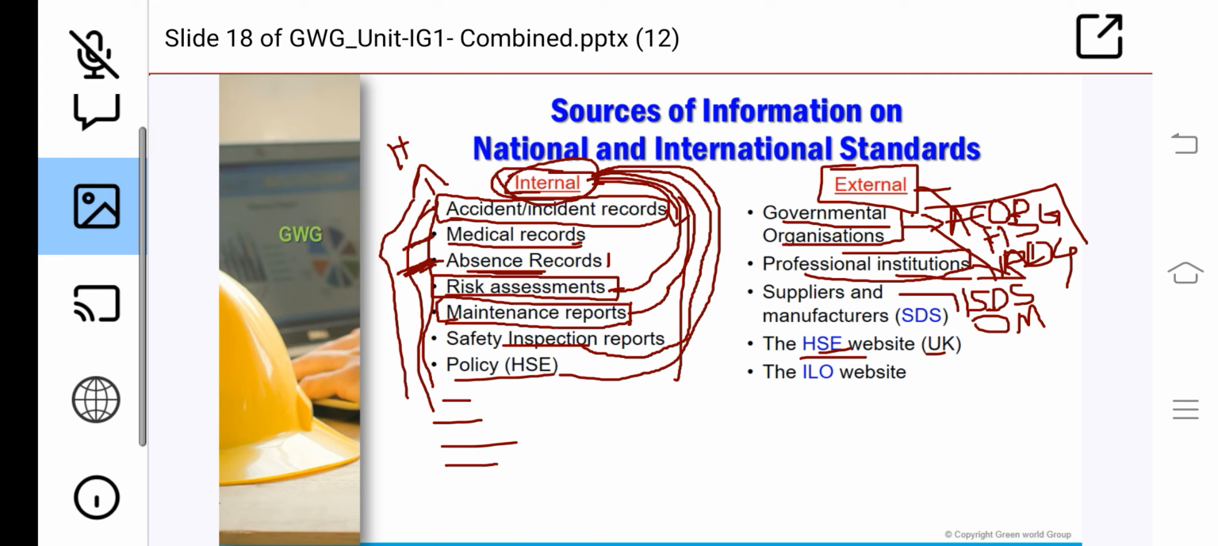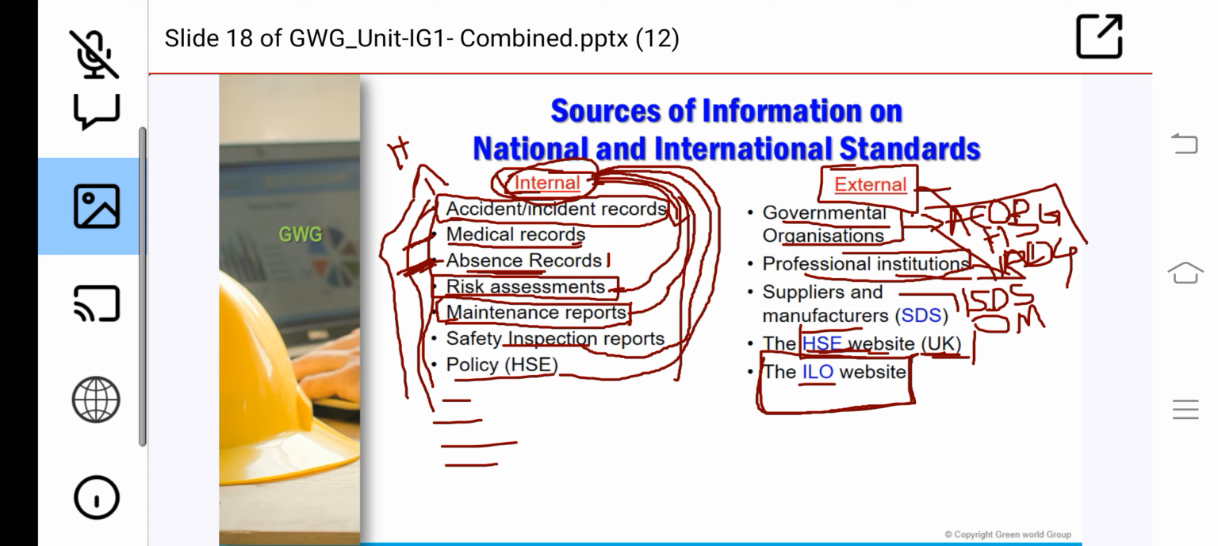So it has a website. If you search in Google for Health and Safety Executive UK, hse.gov.uk, there is lots of information related to health and safety. This is a governmental website, the government website of the UK. Then ILO is also an external source of information. ILO will also give you lots of information about health and safety. So ILO is an external source of information for the employer or not? Tell me.